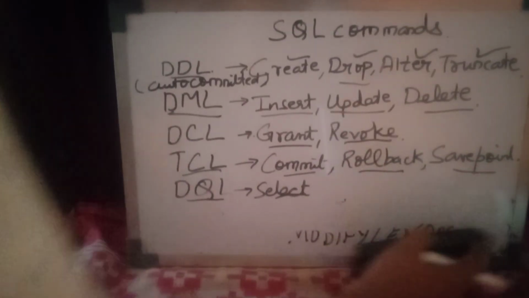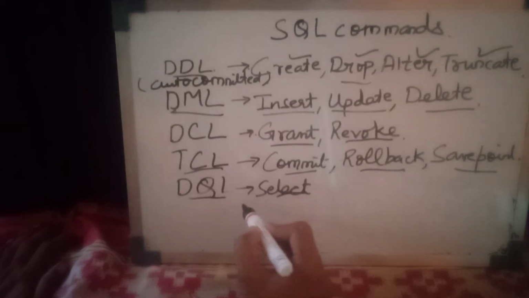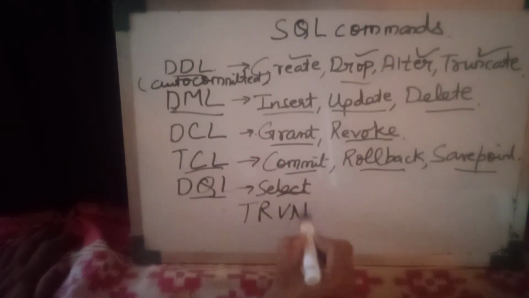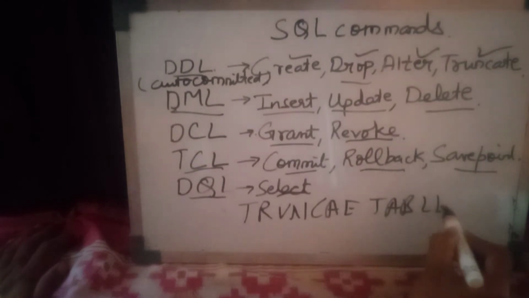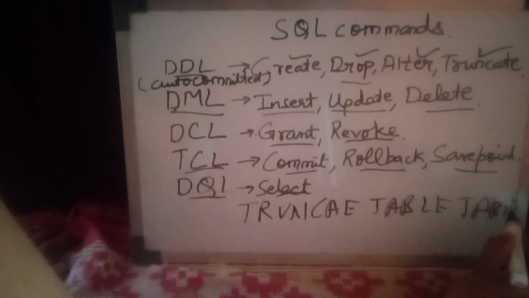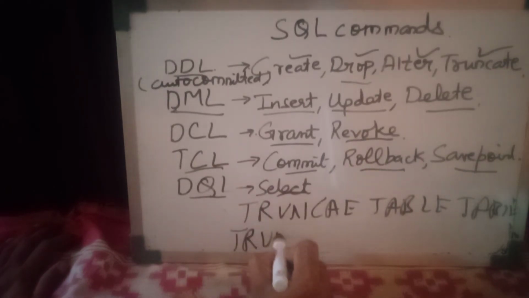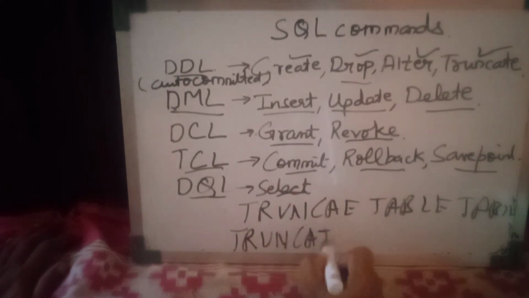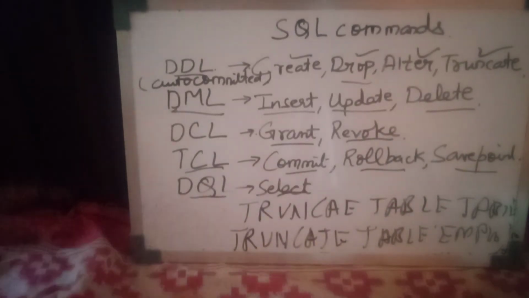Then truncate is basically used to truncate the table. The fourth command is the truncate command, and the syntax of the truncate command is: truncate table, table name. For example, for an employee table, when you write the command truncate table employee, it will truncate the employee table from the database.